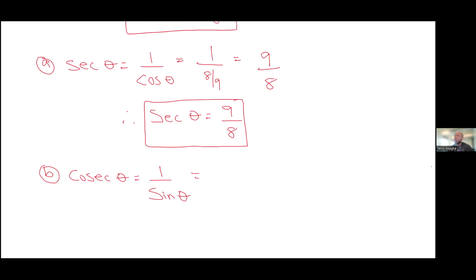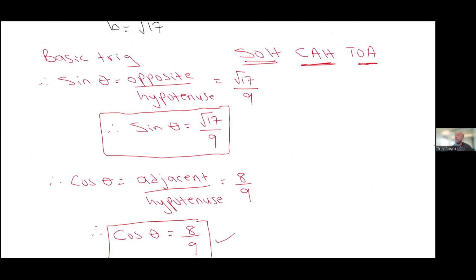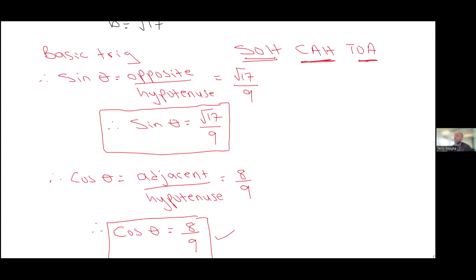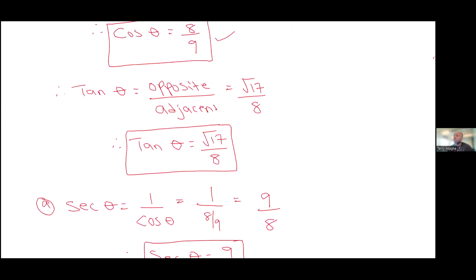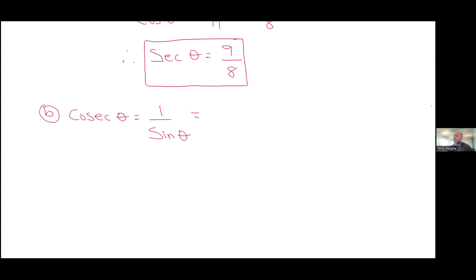Sine theta, we got root 17 divided by 9. So it's going to give us 1 divided by root 17 divided by 9. And you flip it, it's going to be 9 divided by root 17. So then we have cosec theta equal to 9 divided by root 17.